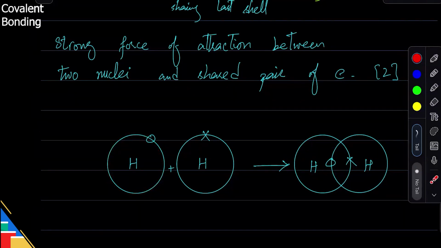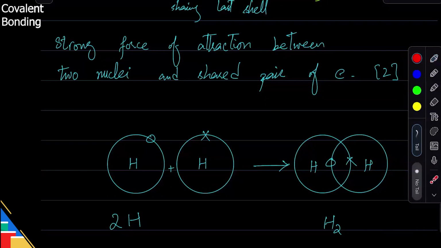Now it's not going to go around anyone. It's going to stay in the middle area. And that is why it is a shared pair of electrons. Now this is an atom, so we write it as H. This is also an atom. I can write that there is 2H, which means I have 2 hydrogen atoms. But here it is not 2 hydrogen atoms anymore. Both of them have combined and I will write it as H2.